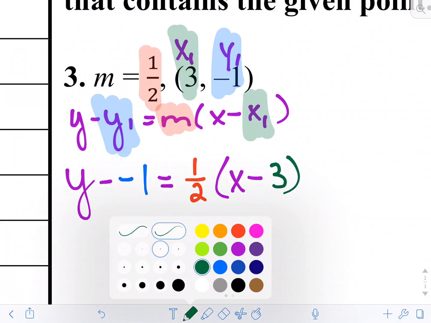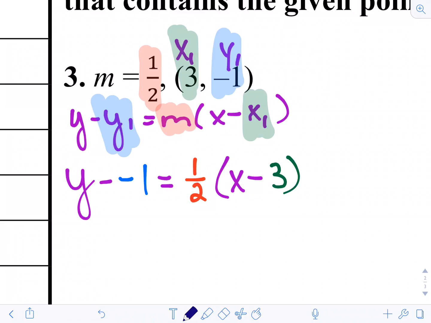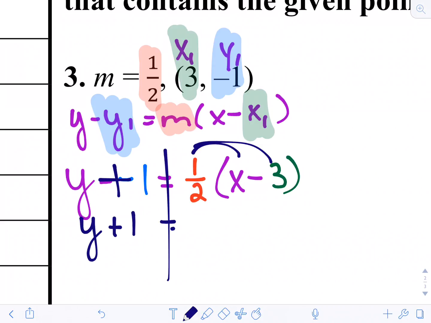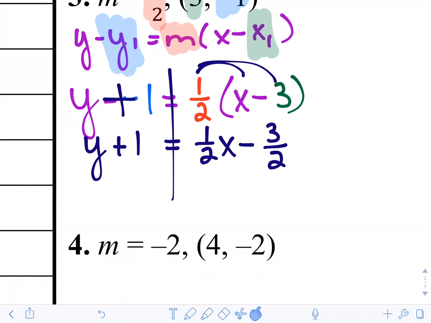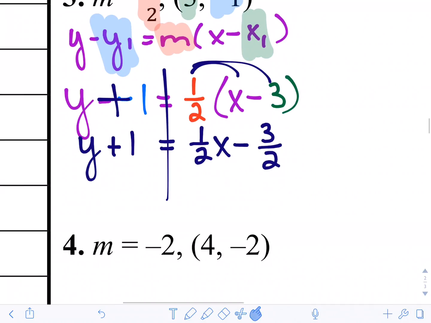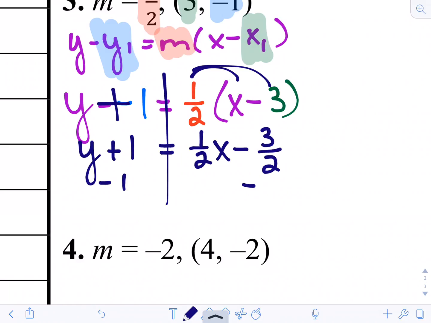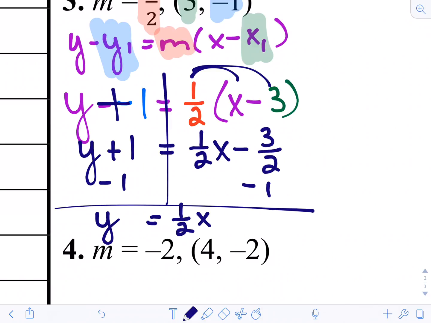Alright, so now I'm going to just use one color and solve this. First thing I notice is I have a minus and a negative. That becomes a positive, and I know I have to distribute this 1/2. So I'll have y plus 1 is equal to 1/2 x minus 3 over 2. Okay, and then the last thing that I have to do here is I have to subtract that 1 from both sides. So minus 1, and what I get is y equals 1/2 x. Negative 3/2 minus 1 would be minus 5/2.